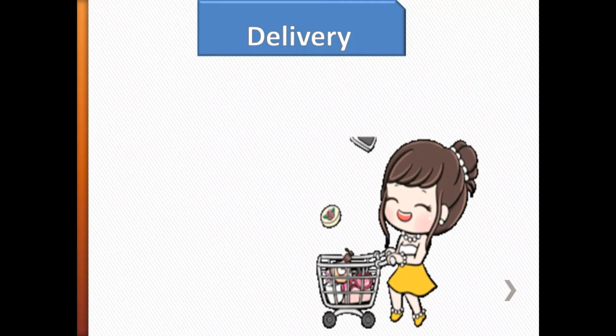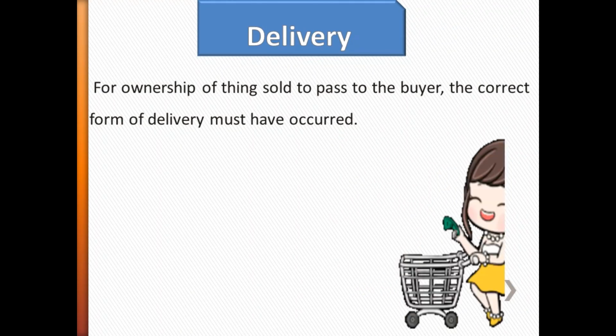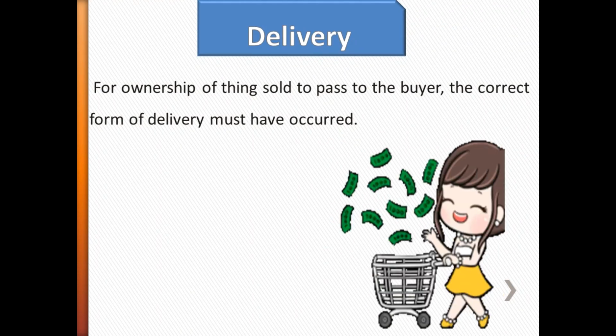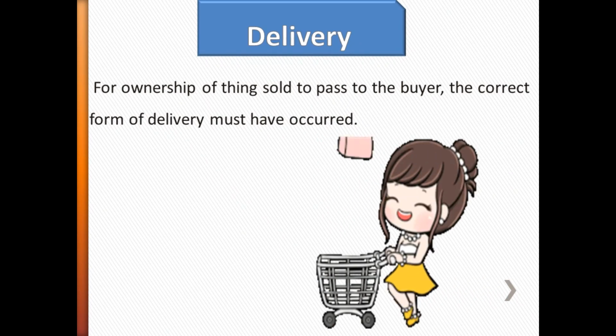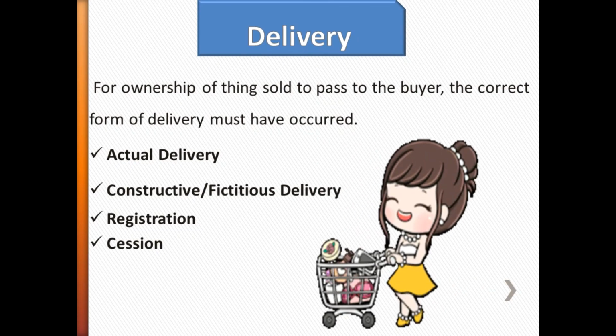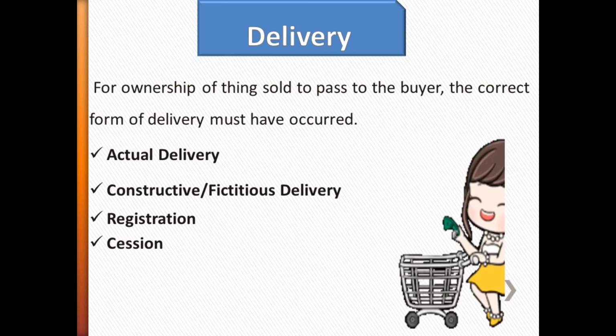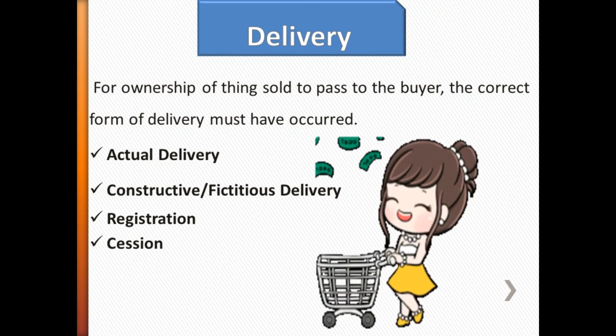Then delivery. For ownership of a thing sold to pass to the buyer, the correct form of delivery must have occurred. We have actual delivery, constructive or fictitious delivery, registration, and cession. Those are the forms of delivery. More on delivery and ownership is also found in this channel.